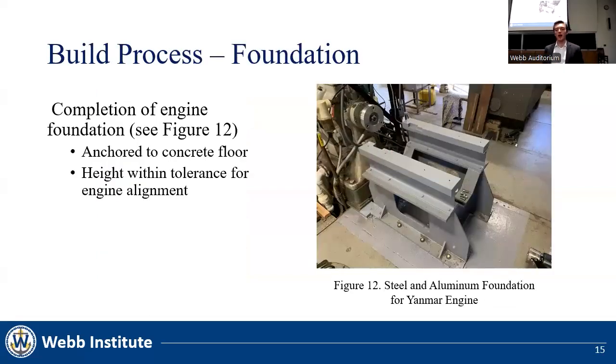With the smaller parts manufactured, it was possible to move on to the assembly of the Yanmar engine's foundation, pictured in Figure 12 on the right. This foundation was constructed from a steel base originally designed for a Cummins engine. To accommodate the Yanmar engine, the foundation was augmented with steel I-beams and the aluminum bar mounts mentioned previously.